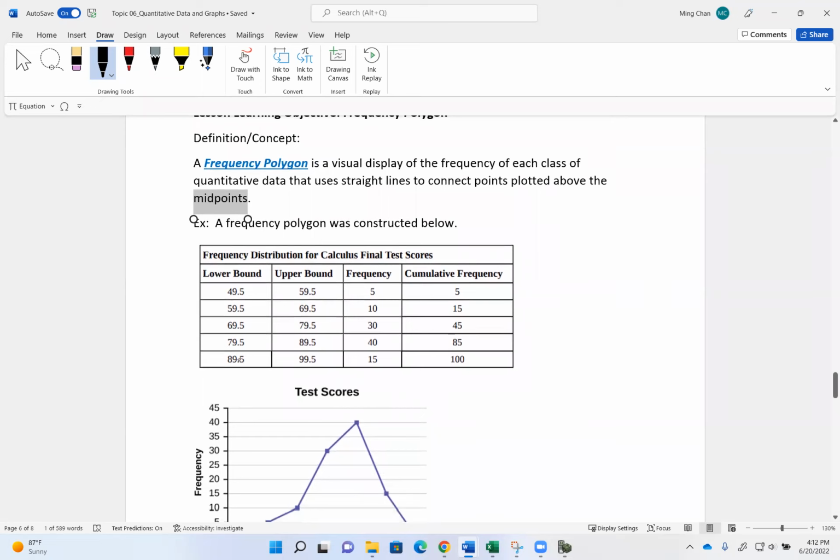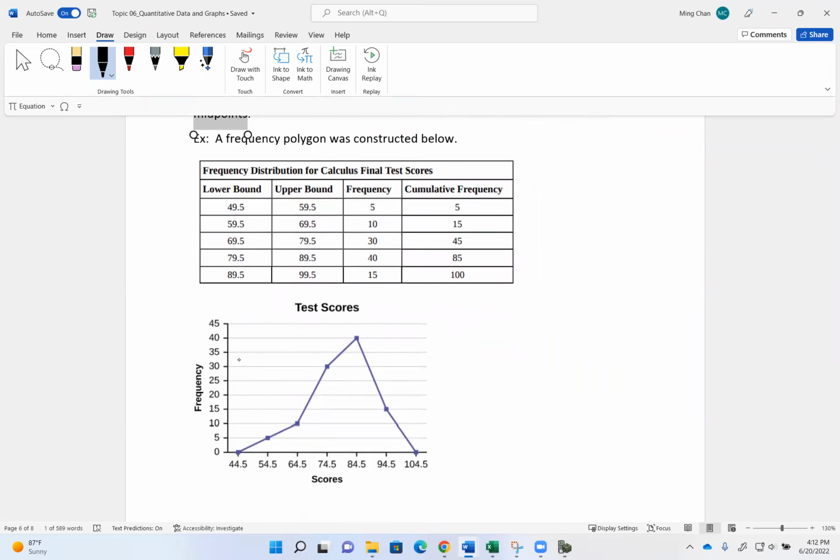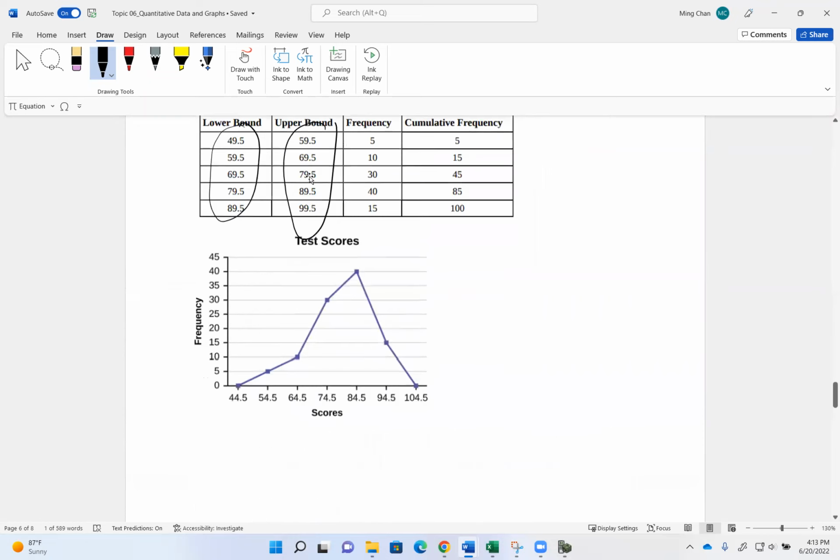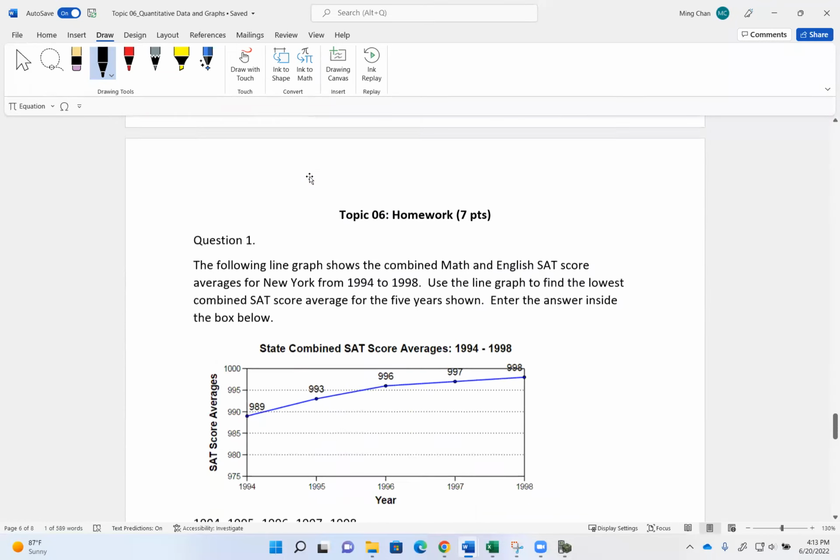This is an example of a frequency polygon. It uses lower class bound on the x-axis, and it also uses upper bounds. And here are our frequencies of each class. Just want to show you some of the display.